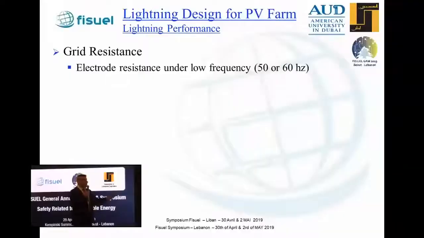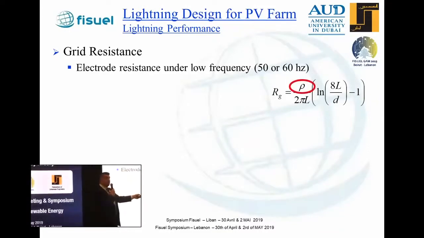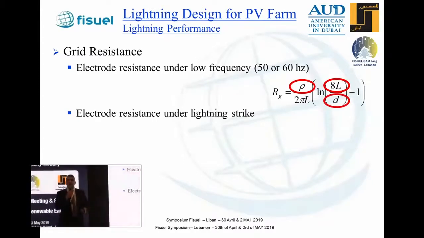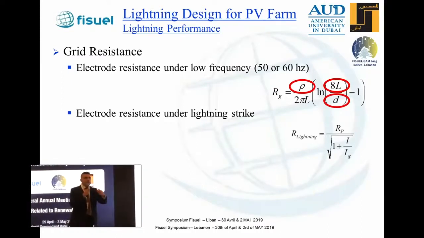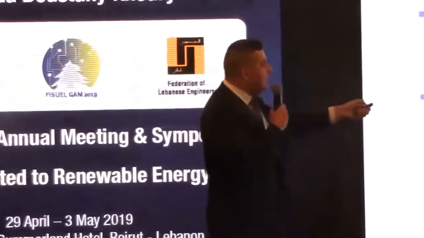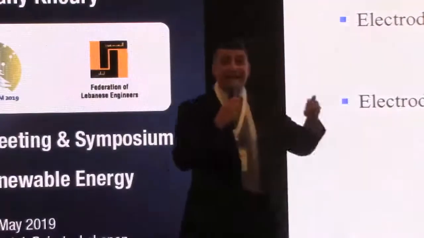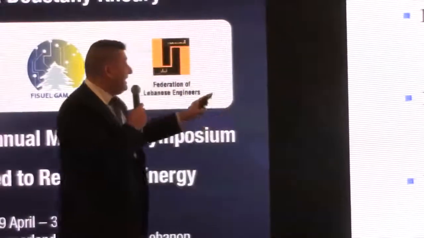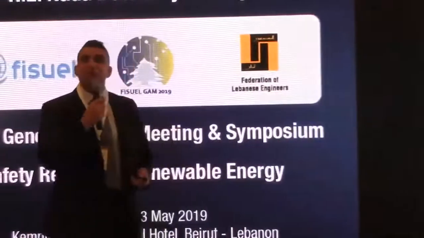Under low frequency, it's been proven that the resistance of a single electrode is related to the soil resistivity, the depth of the electrode and the diameter of the electrode. However, under lightning strike, because of the higher frequency, we no longer have a resistance. Now I have a surge resistance or surge impedance. The surge impedance is related to RP, which is the low frequency resistance of the electrode, divided by the current. I is the magnitude of the lightning strike, and it is also related to IG, which is the current limit that initiates sufficient soil ionization. And according to the standard, this is IG.